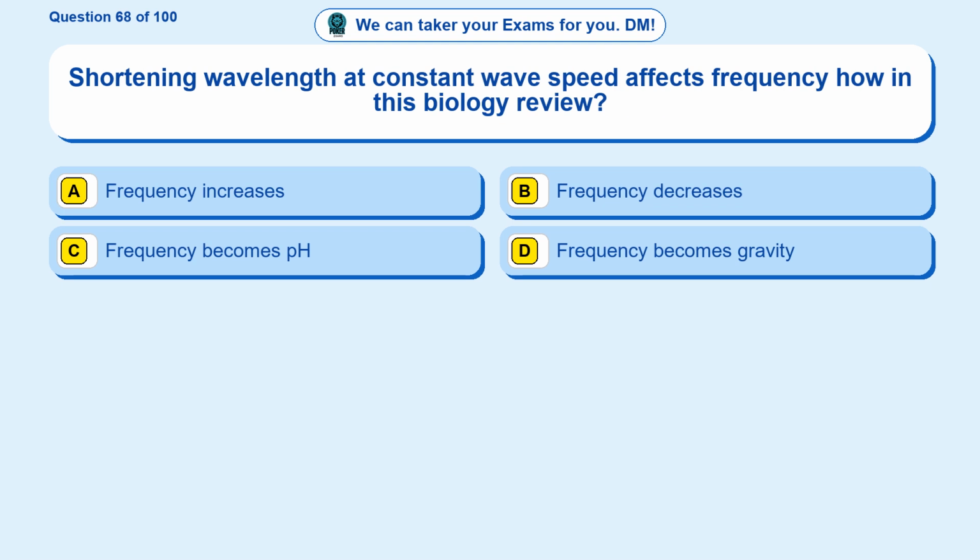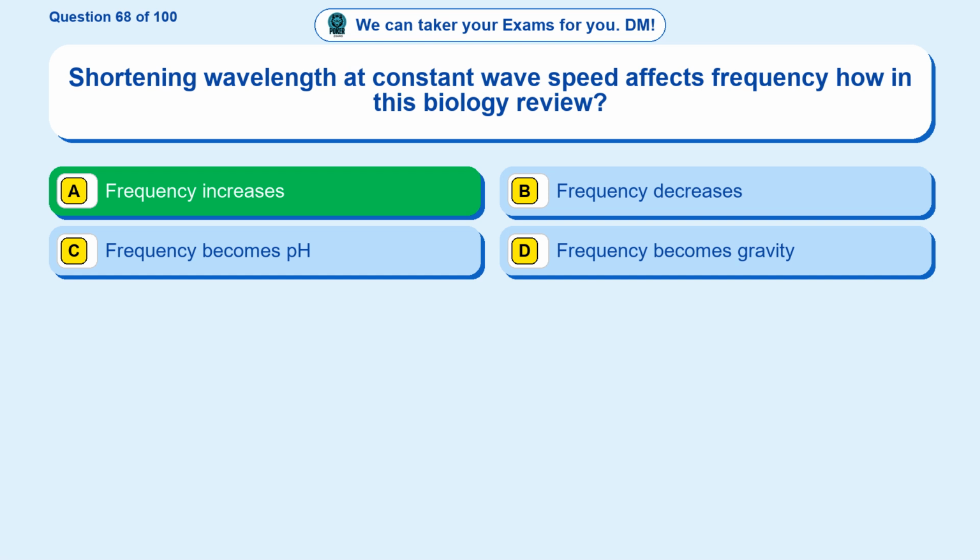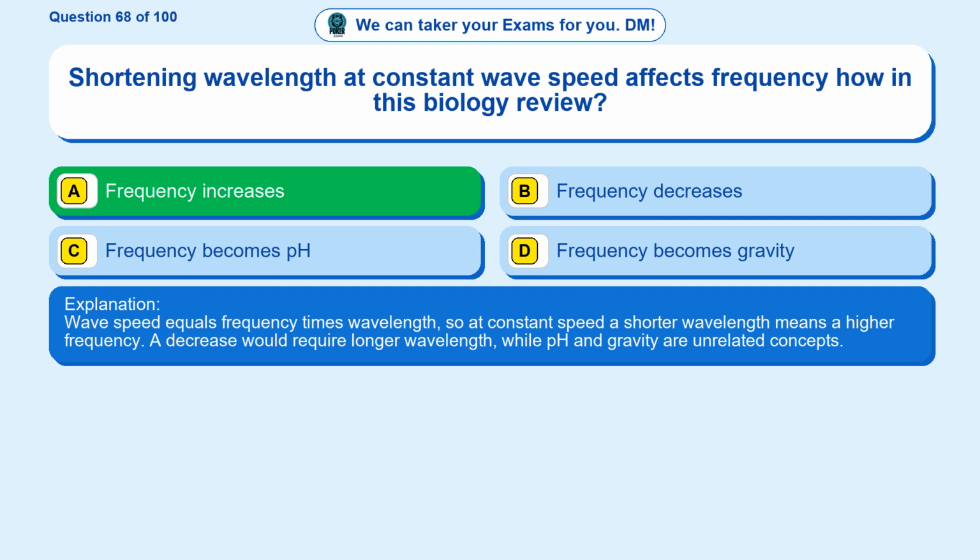Question 68. Shortening wavelength at constant wave speed affects frequency how in this biology review? Option A, frequency increases. Option B, frequency decreases. Option C, frequency becomes pH. Option D, frequency becomes gravity. The correct answer is option A. Frequency increases. Wave speed equals frequency times wavelength, so at constant speed a shorter wavelength means a higher frequency. A decrease would require longer wavelength, while pH and gravity are unrelated concepts.